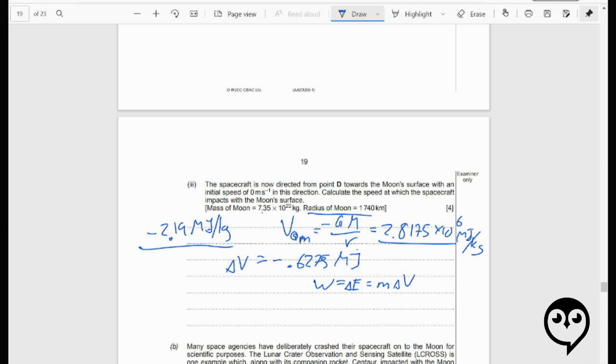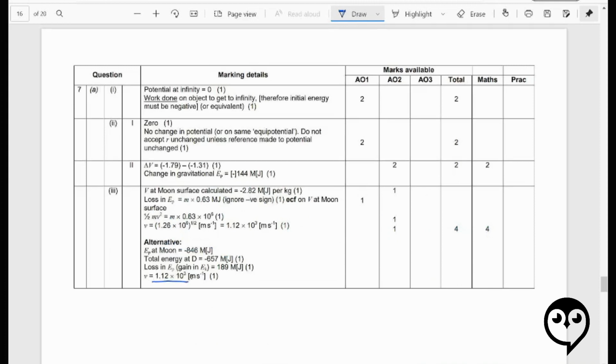What's the mass of this spacecraft? We don't know. But we do know that it will be half mv squared. It had no kinetic energy before, at least vertically. So those masses will cancel out for us. We'll put that in there, we'll double it, then we'll take the square root, and I get 1.12 times 10 to the 3 meters per second. So about 1,100 meters per second. So that seems to be correct.